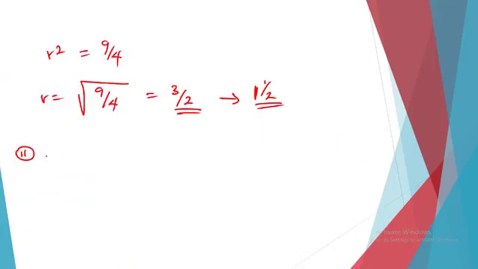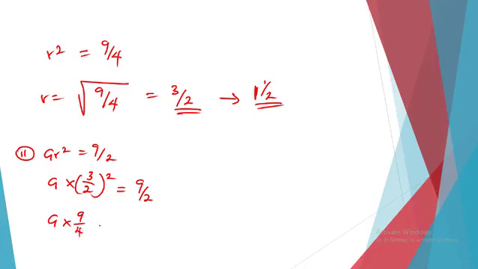From the equation we have that ar^2 is equal to 9/2, right? So a times the value of r now, which is 3/2, we have (3/2) squared to be equal to 9/2. So a times 3 squared over 2 squared will give us 9/4 to be equal to 9/2. So it means that 9/4 a is equal to 9/2.